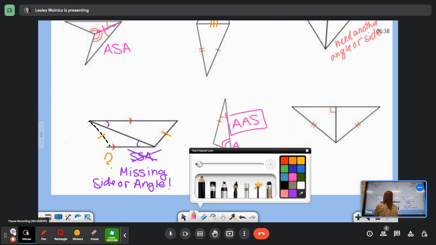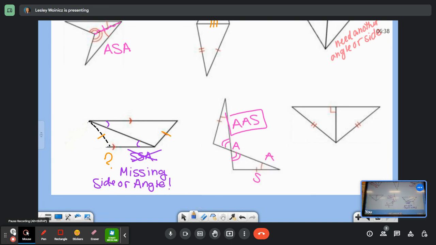All right, last but not least, I have two right triangles. So as soon as I see that I have two right triangles, I'm like, ooh, it could be hypotenuse leg. Okay, so I do indeed have the hypotenuse. Those are congruent, and they share a leg. Or be it a wooden leg.